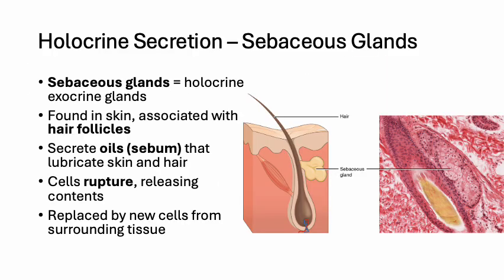Sebaceous glands are classic examples of holocrine exocrine glands and are found throughout the skin, usually associated with hair follicles. These glands produce sebum, an oily substance that lubricates and protects both the skin and the hair. As sebaceous cells accumulate sebum, they eventually rupture and release their contents, destroying the cell in the process. A new cell then replaces the lost one, maintaining gland function.